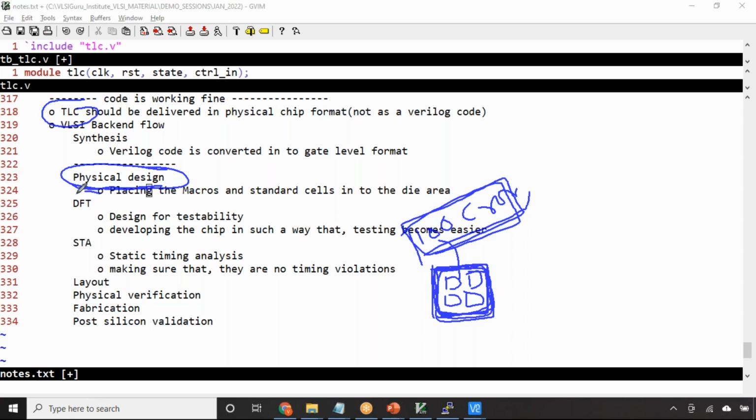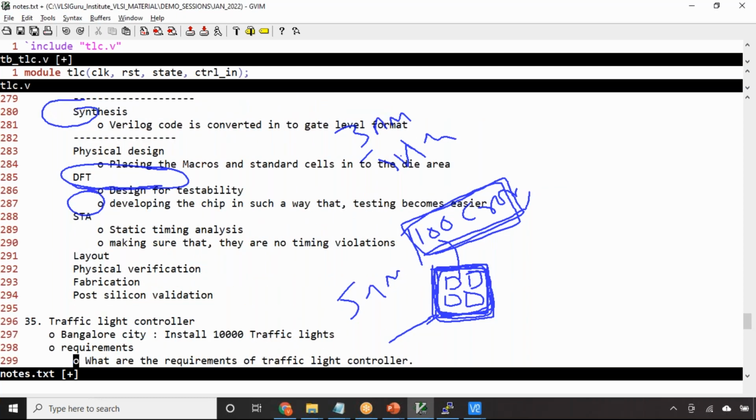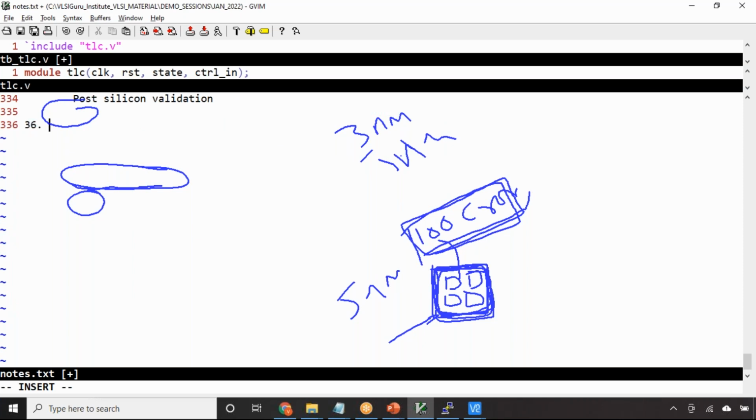Then the next aspect is called DFT, which stands for design for testability. What is meant by design for testability is, if I manufacture the chip at 5 nanometer level, what is the latest technology node at which chips are manufactured currently? They are at 3 nanometer, 5 nanometer level. So at that level, if they manufacture, there is a possibility of manufacturing defects.